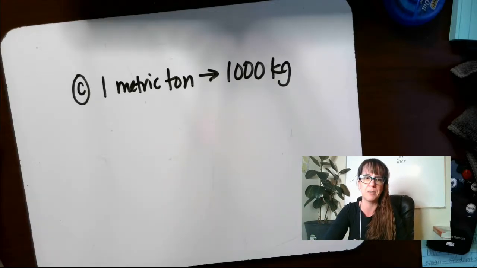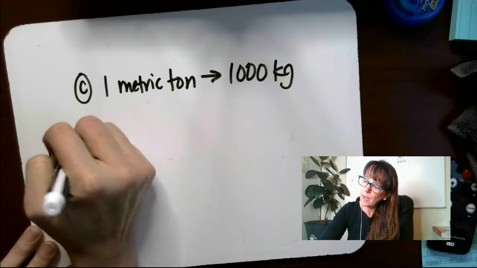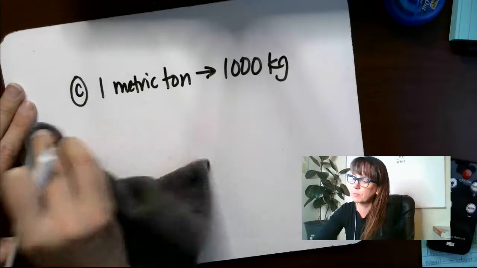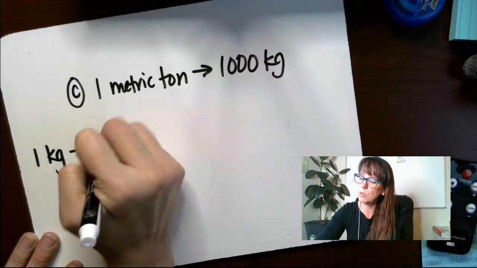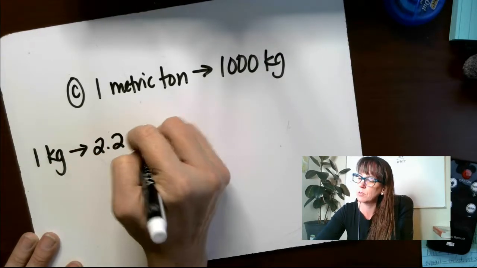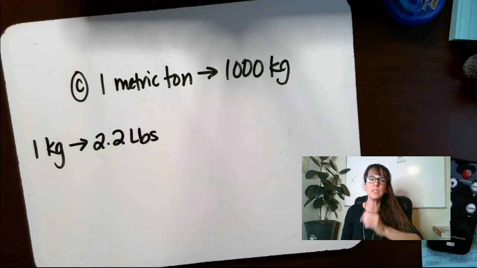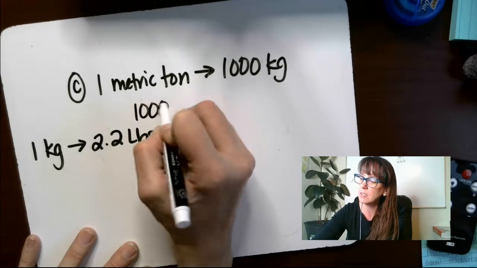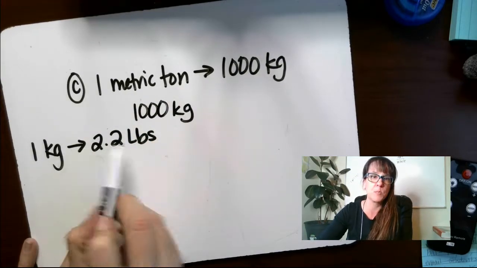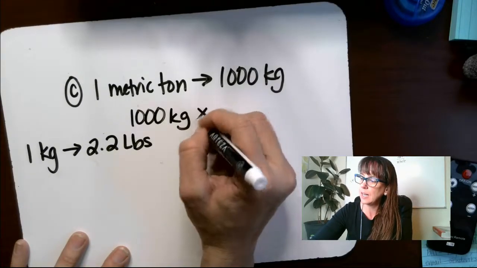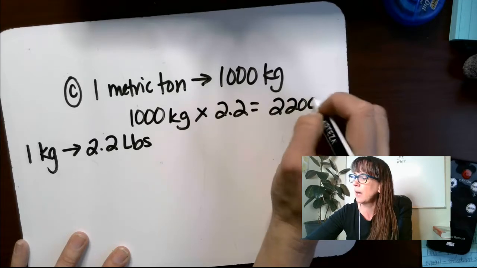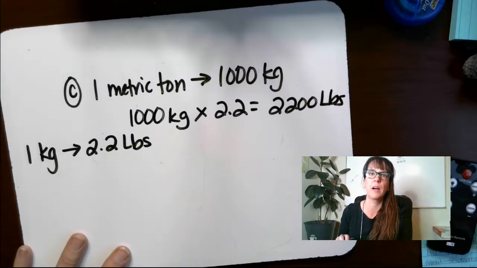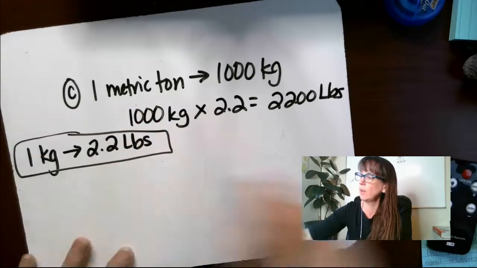Okay, so this is another good one to write down. 1 kilogram is about 2.2 pounds. Kilograms are bigger. So if we have 1,000 kilograms, we're going to multiply, because it gets bigger, times 2.2 equals 2,200 pounds. So make sure to write this down in your notes as well.